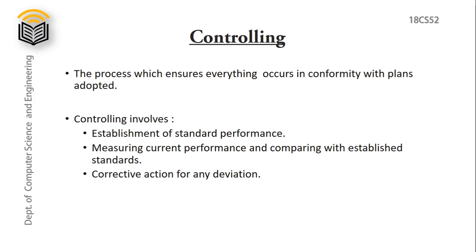Controlling. It is a process which ensures everything occurs in conformity with the plan adopted. Controlling involves establishment of standard performance, measuring current performance and comparing with established standards, and corrective action if there is any deviation from the plan.